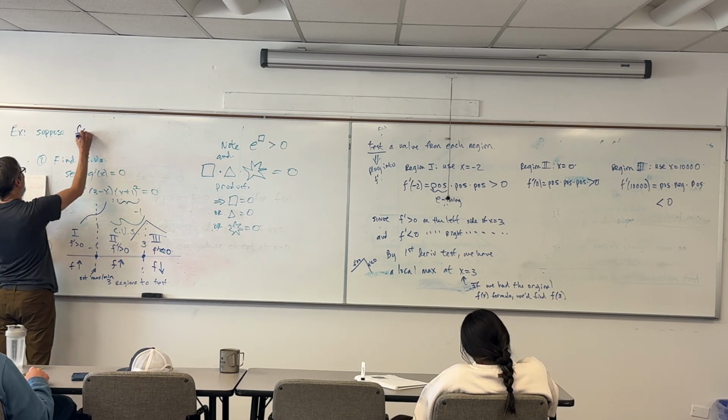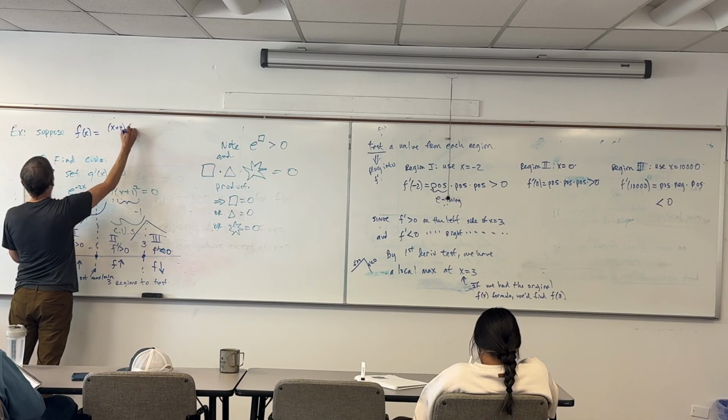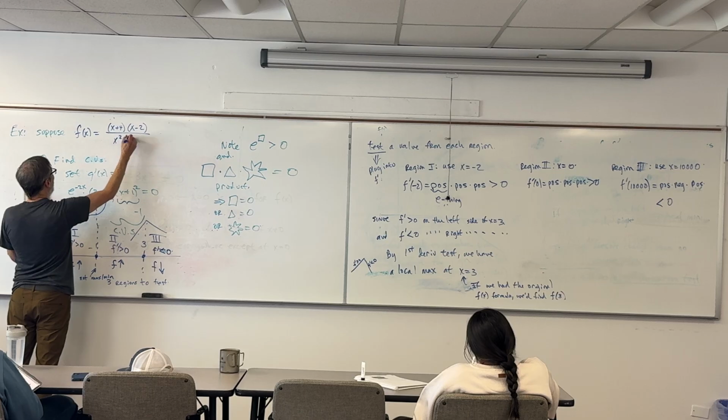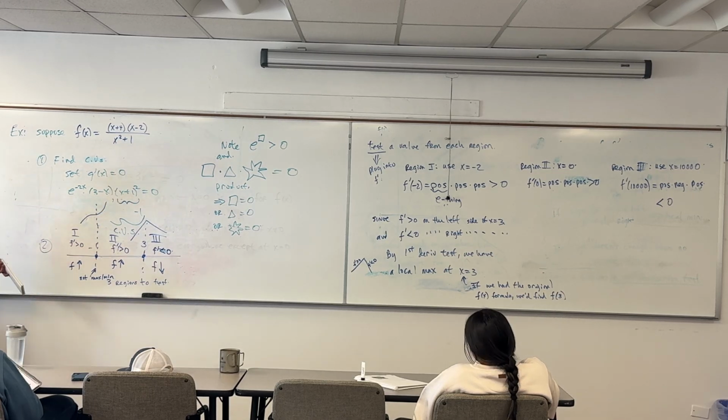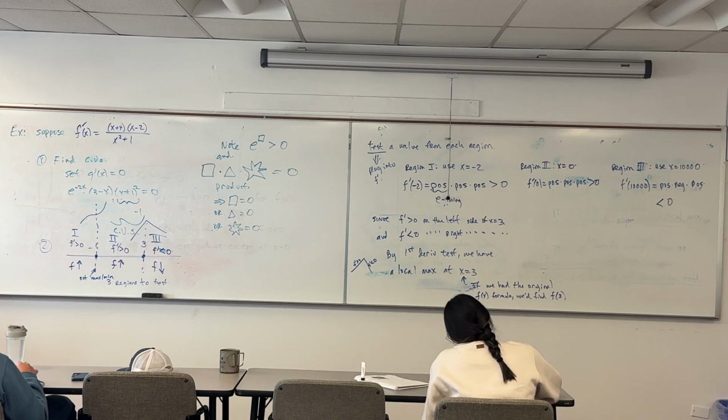So let's say, suppose f of x is x plus 4 over x minus 2 divided by x squared plus 1. Of course, you get the quotient. Do not take the derivative. That is the derivative. Sorry. That is the derivative. It's okay. That's your derivative. Find your critical values.